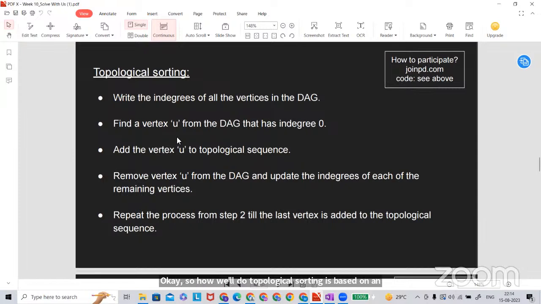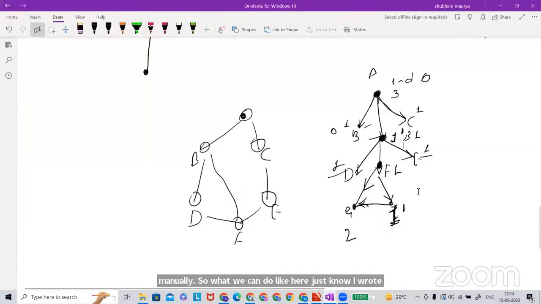First note down the in degree and out degree. There is an algorithm, and we'll do it manually here; when we learn Python, we'll do it in Python. Just now I wrote in degree and out degree. That's the process when we start the topological sorting algorithm.